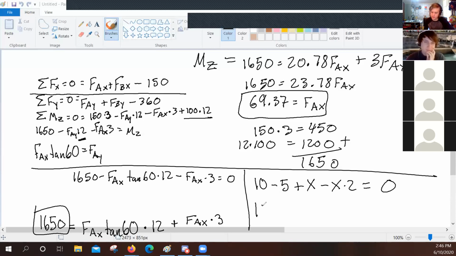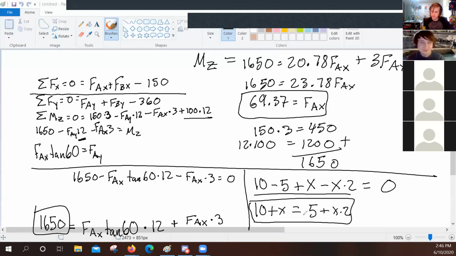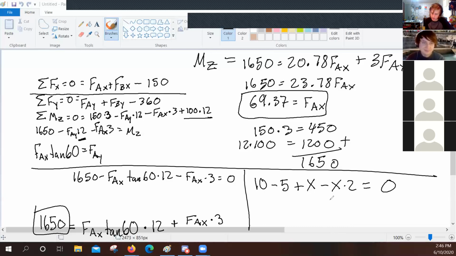If I were to say 10 plus x equals 5 plus x times 2, that would be taking the minuses here and putting them on the other side. That's fine, but it's pretty useless. It's basically the same as what was above. So what I want to do instead is keep all the x's on one side and keep all the numbers on the other side. So what I'd be doing here is subtracting x from both sides.